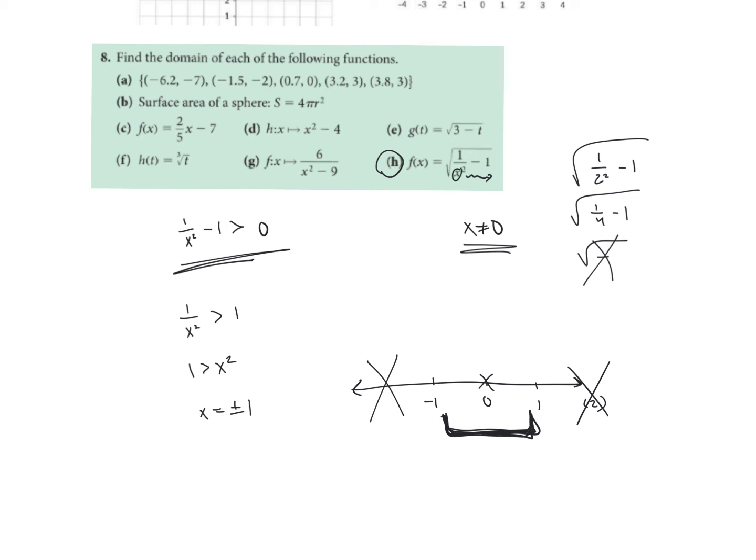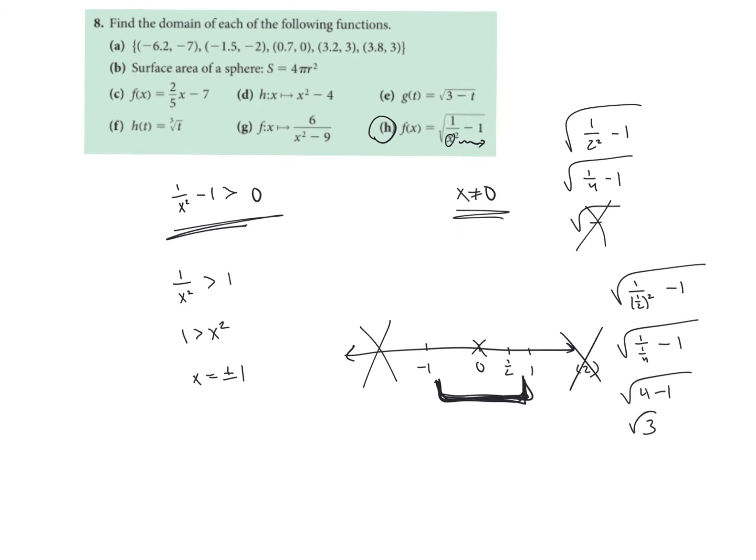Because when this is a fraction, let's see what happens. So let's say x is a half. 1 over 1/2 squared minus 1. That's 1 over 1/4 minus 1. So that's 4 minus 1, which is 3. So basically, the domain is going to be when it's between -1 and 1.